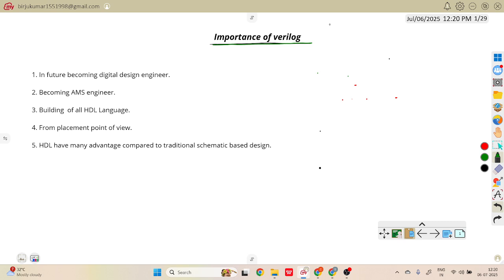If you want to design any circuit, like a mux, flip flop, counter, or logic gate, you need to study it. One by one I will tell. In this part, the point is the importance of Verilog, why this is most important and why you should take the Verilog HDL course.